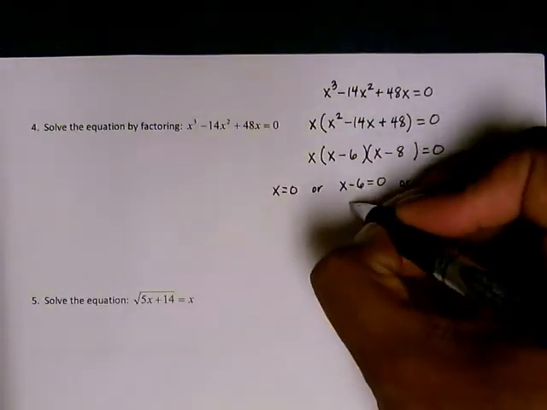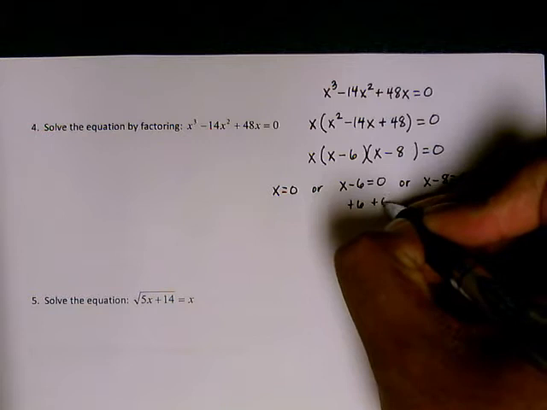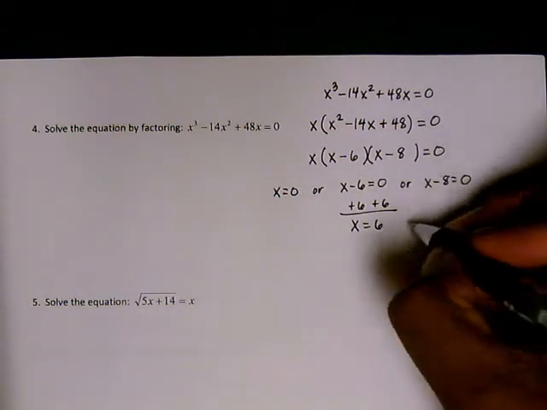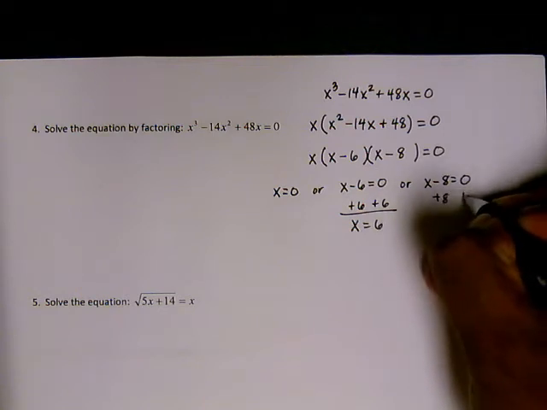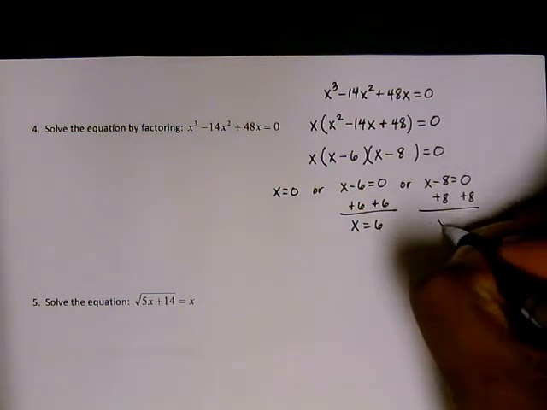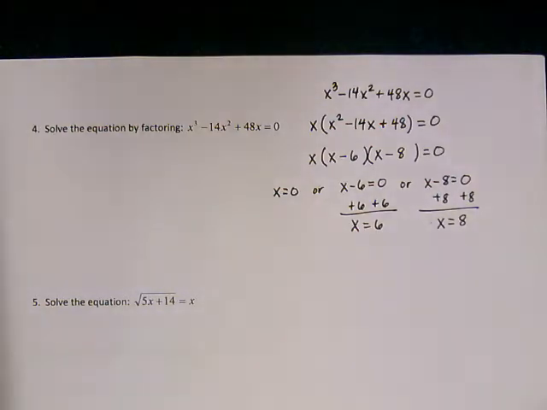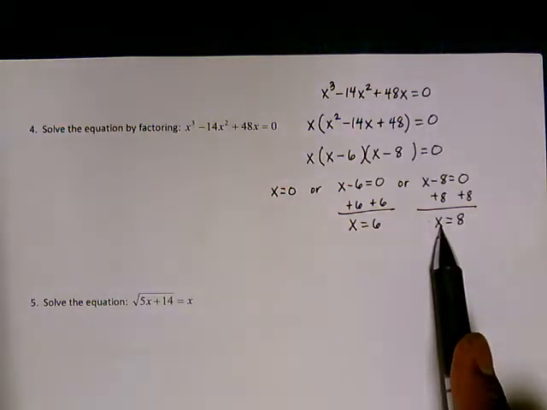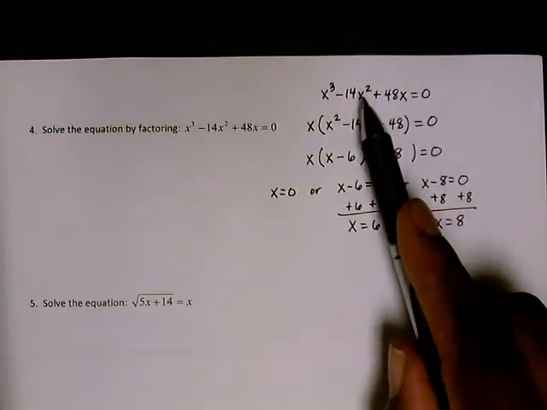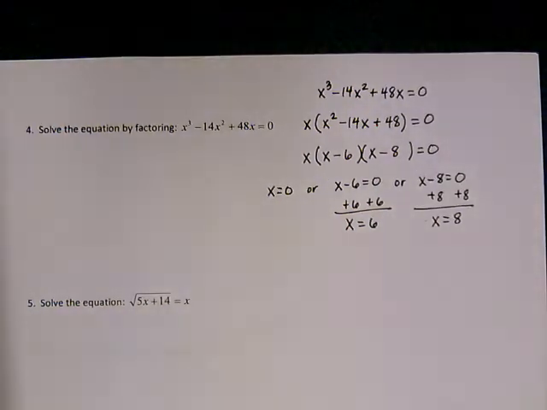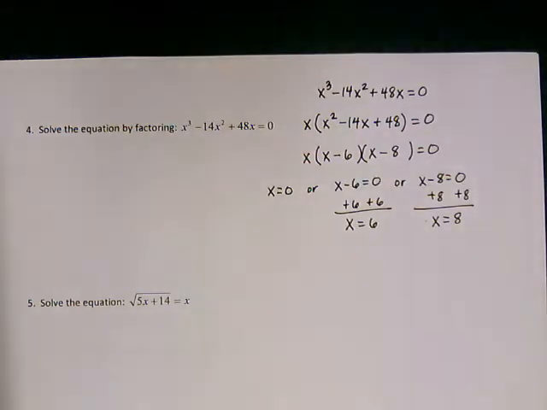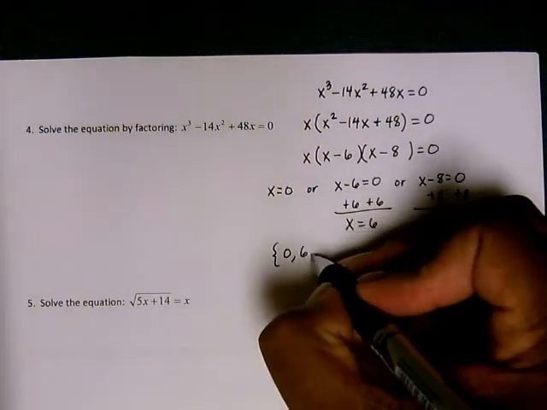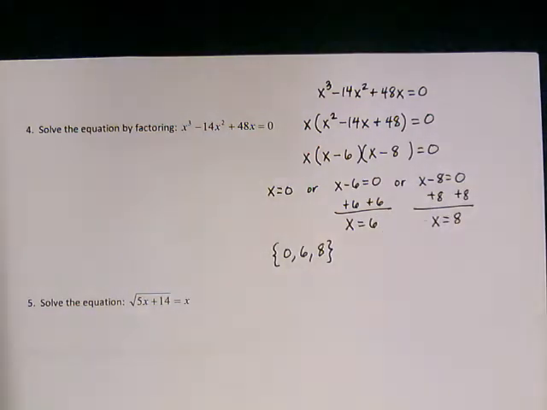Now for the x minus 6 equal to 0, if we add 6, that means x is equal to 6. Or for x minus 8 equal to 0, if we add the 8, you're going to get x is equal to 8. So x equals 0, x equals 6, and x equals 8 will make this expression equal to 0 when you substitute those values in for x. So the solution set would be 0, 6, and 8.